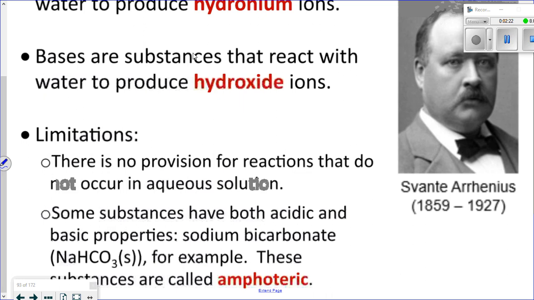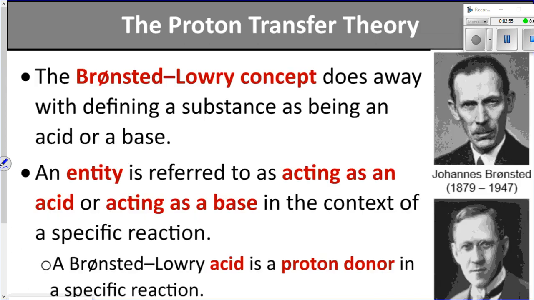In grade 12, we're going to learn the Bronsted-Lowry concept, which will change the definition of an acid and a base from the Arrhenius theory. Arrhenius, once again, they produce hydronium, they produce hydroxide, and the same limitations. Another limitation to note at the bottom of the page here, substances can do both. It can have an acidic and a basic property depending on what it's reacting with. That's called amphiprotic, meaning it could do either.